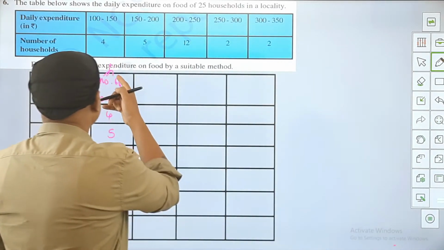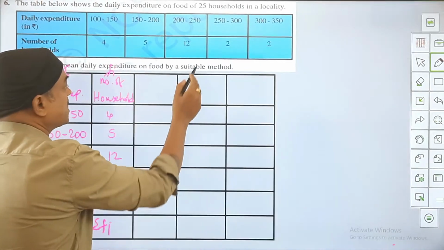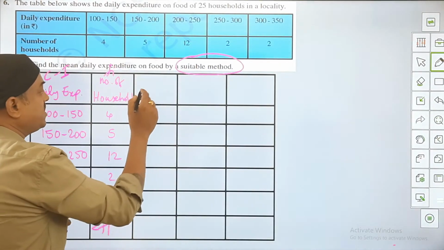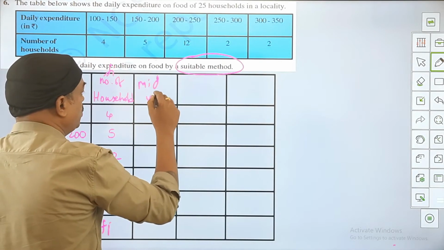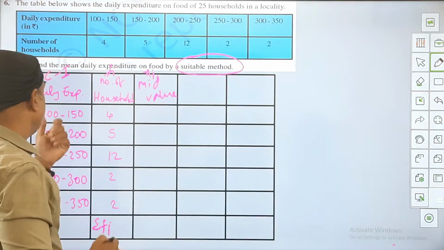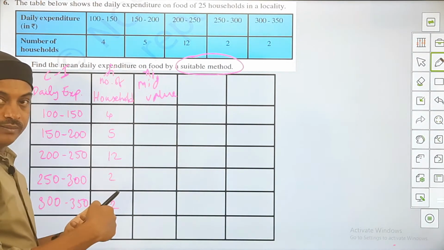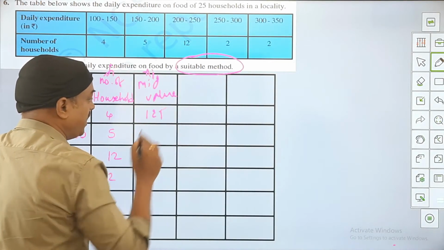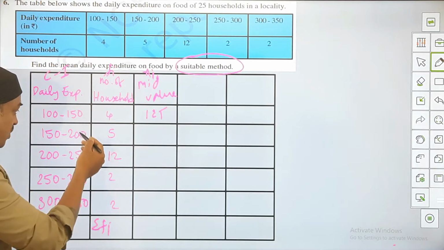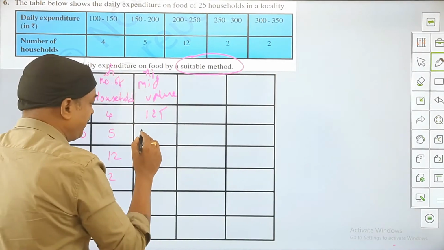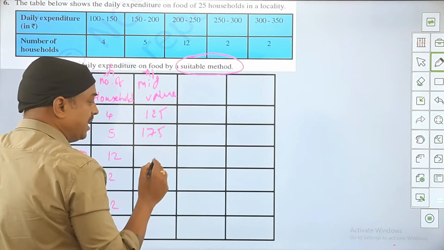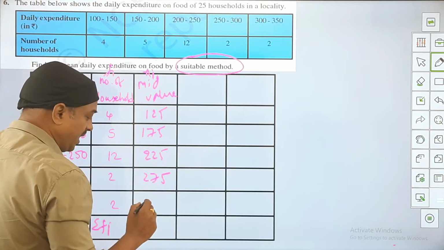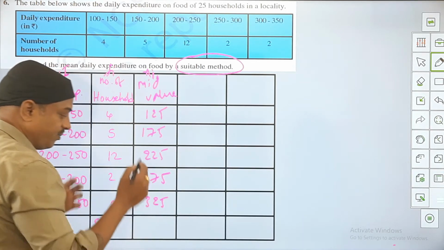Okay. So fi is given. He is asking us to take a suitable method. We have to decide which is the suitable method. Let us take the midpoints, then we'll get it. So the mid value, which we call xi, quickly let us get the sum of the two, divide by 2, right? So 100 plus 150, 250 upon 2 is 125. Now every time the value is increasing by 50, so this also increases by 50. So this is 175, then it is 225, then it is 275, then this is 325. These are all the mid values.